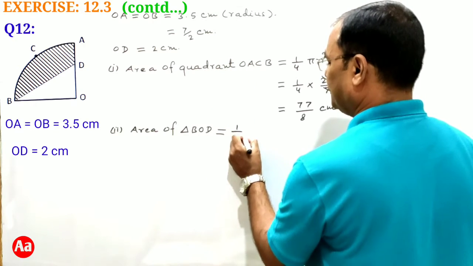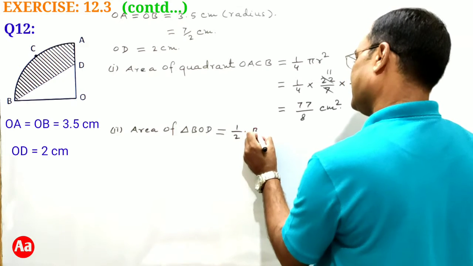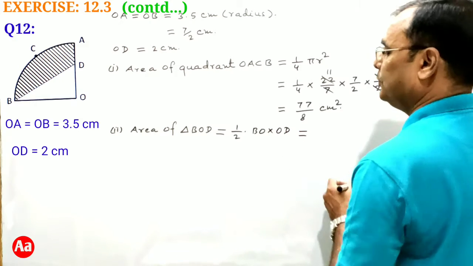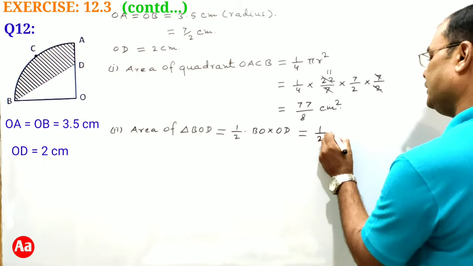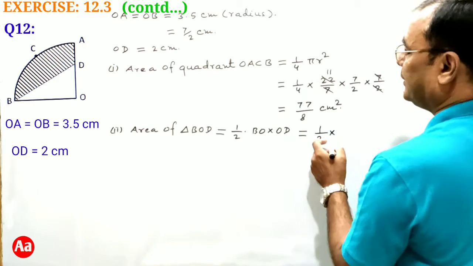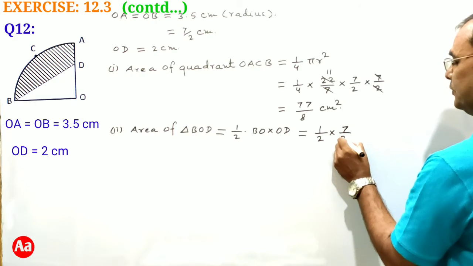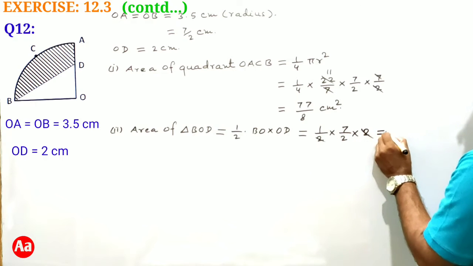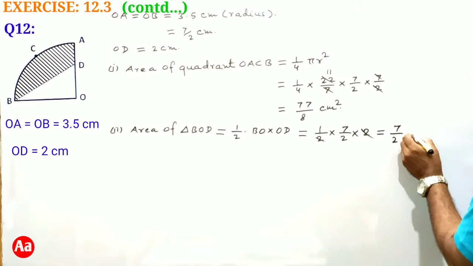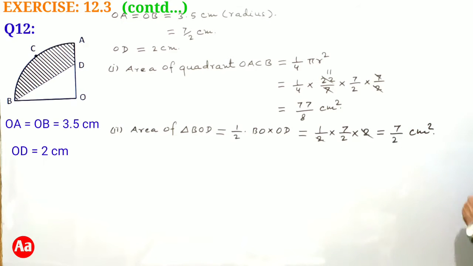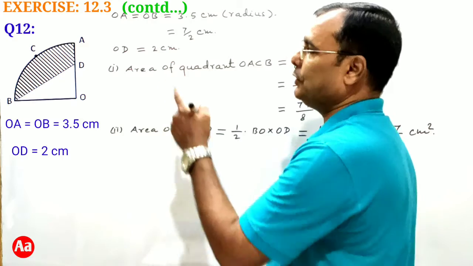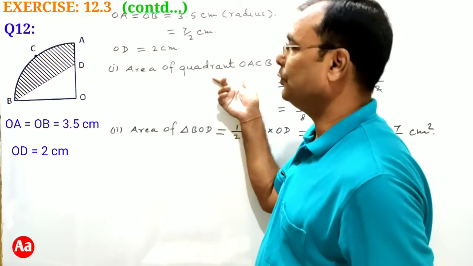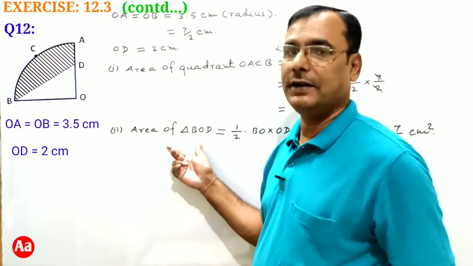So half into base BO into altitude OD. This is equal to half into OB, the radius of the quadrant, so 7 by 2 into OD, which is given as 2 centimeter. So 2 cancels. This is 7 by 2 centimeter square. This is the area of triangle BOD. Now the area of the shaded region is the area of quadrant OACB minus the area of triangle BOD.